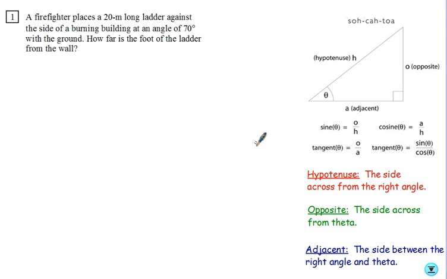Right, so number 1 says a firefighter places a 20-meter long ladder against the side of a burning building at an angle of 70 degrees with the ground. How far is the foot of the ladder from the wall?